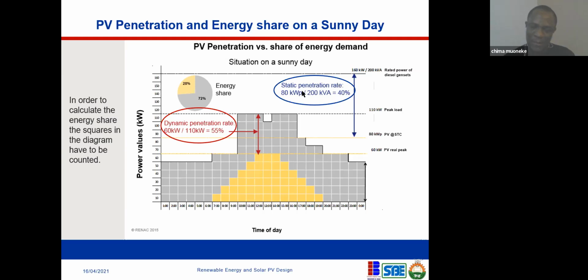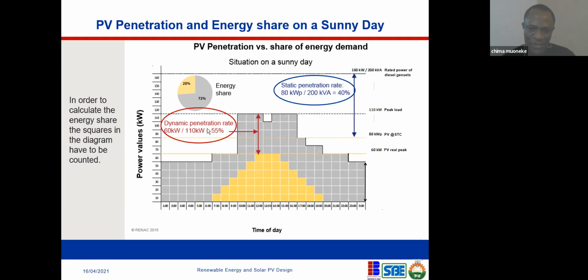You're talking about installed capacities. Your installed solar PV capacity is 80 kilowatts, as can be seen here. Your installed generator capacity is 200 kVA, as can be seen here. So when you do the division, you're going to have 40%. So your installed static penetration here is 40%. Your solar system contributes 40% of your total installed capacity. So that's static penetration being illustrated here.